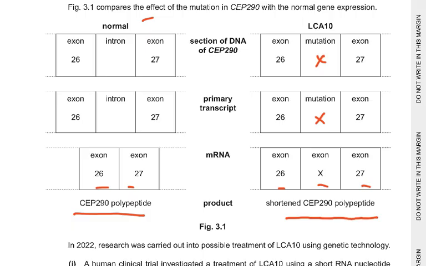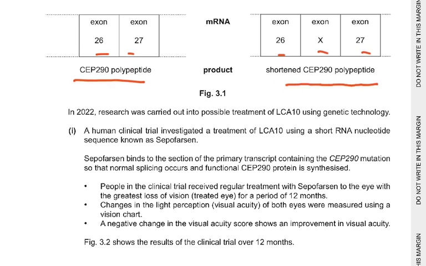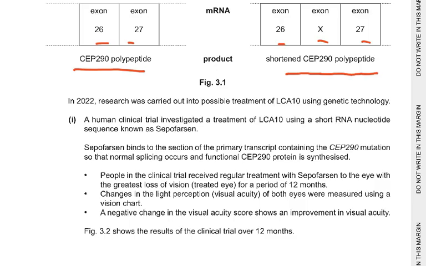In 2022, research was carried out into possible treatment of LCA10 using genetic technology. A human clinical trial investigated the treatment of LCA10 using a short RNA nucleotide sequence known as cepofarsen. Cepofarsen binds to the section of the primary transcript containing the CEP290 mutation, so that normal splicing occurs and functional CEP290 protein is synthesized. Not this one, but the normal one is synthesized.